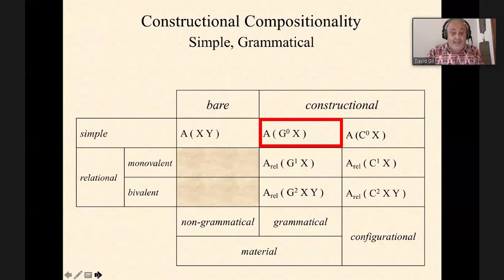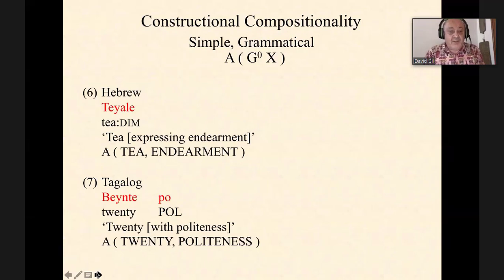And if we look at examples such as this, in Hebrew, the word for tea followed by a diminutive suffix, te, te, ale. Tagalog, the word for 20, followed by a politeness marker. Basically, the meaning of these is just the meaning of their parts, with nothing further in terms of the semantics. So the only difference between these examples and the previous ones is that the forms in question are grammatical. There's a suffix in Hebrew, it's a particle which occurs in a grammatically very constrained position in dialogue, but basically the semantics is associational, even though it involves a grammatical form.